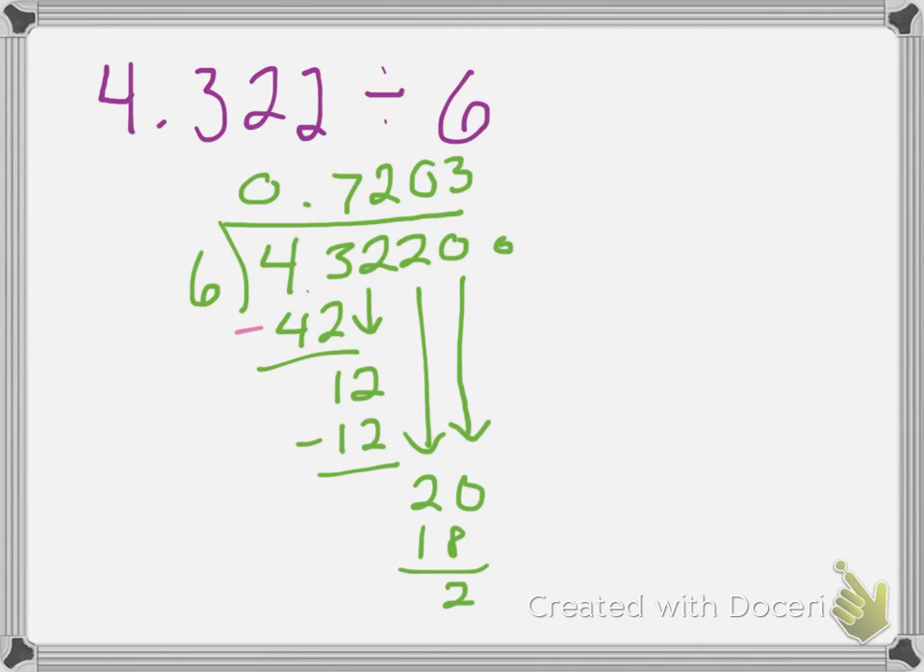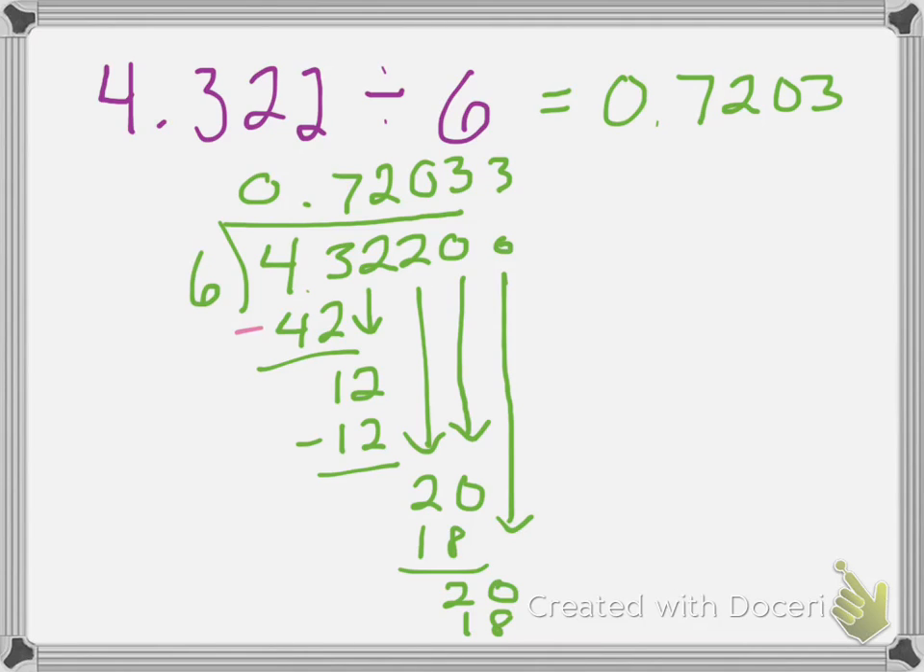So I'm going to add another 0 and bring that straight down to give me 20. Again, 6 times 3 is going to give me 18. And it looks like this process is going to repeat itself. So I'm going to quit with my numbers where I'm at. And I'm going to write my answer down as 7,203 ten thousandths with the 3 repeating.